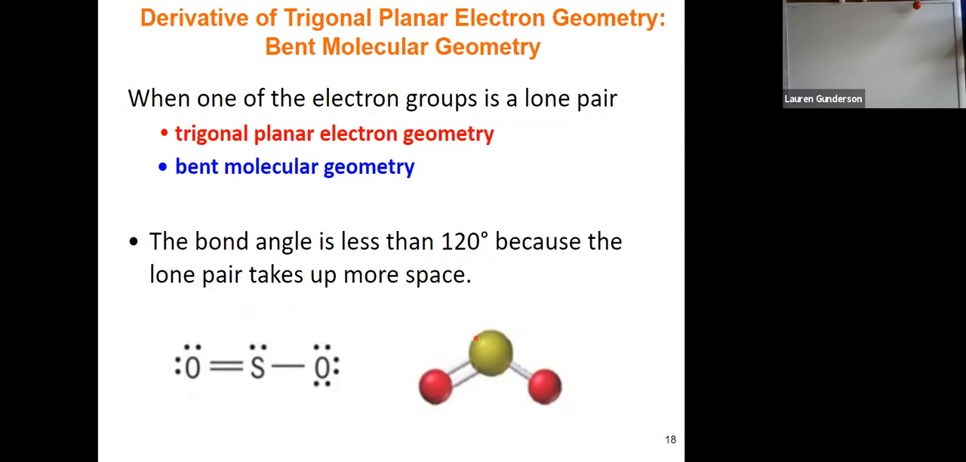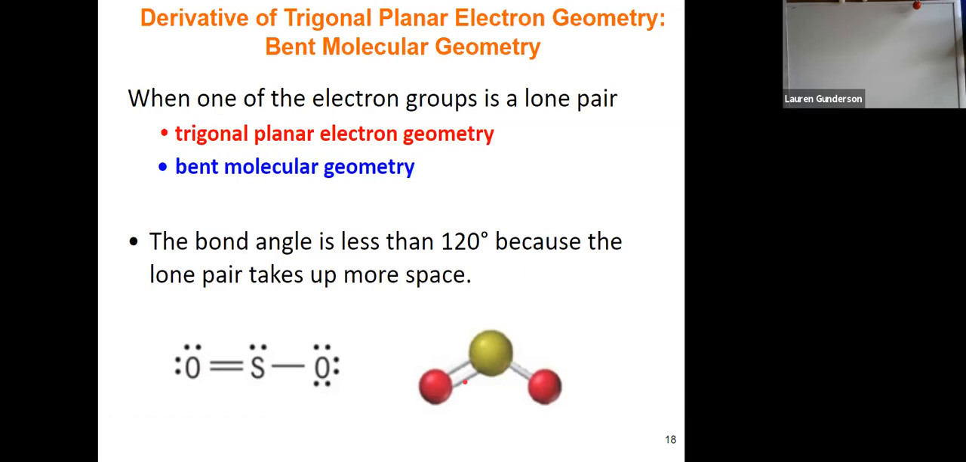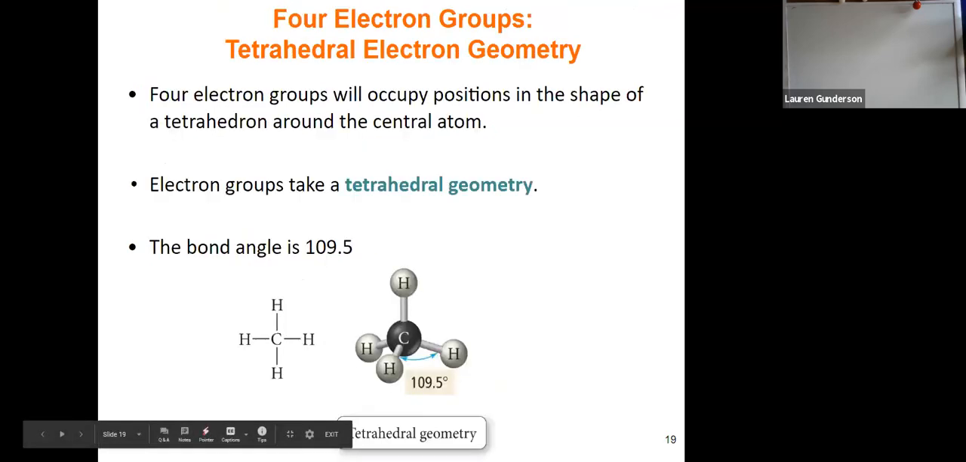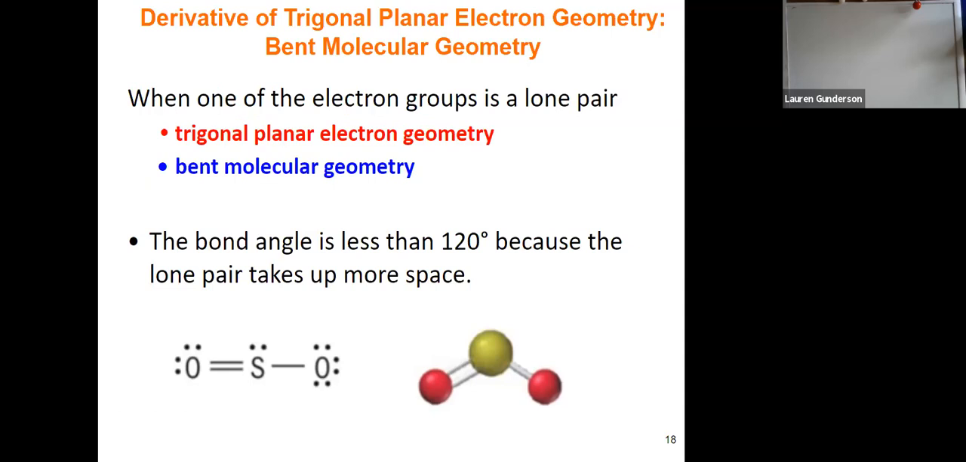And that's because you have to imagine this lone pair is taking up a ton more space around the central atom than a bonding group would take up. So the angle between these 2 bonds is getting squished together and it's getting smaller. Let's actually take a second to look at what this would look like in reality. I have a few models that we can look at.